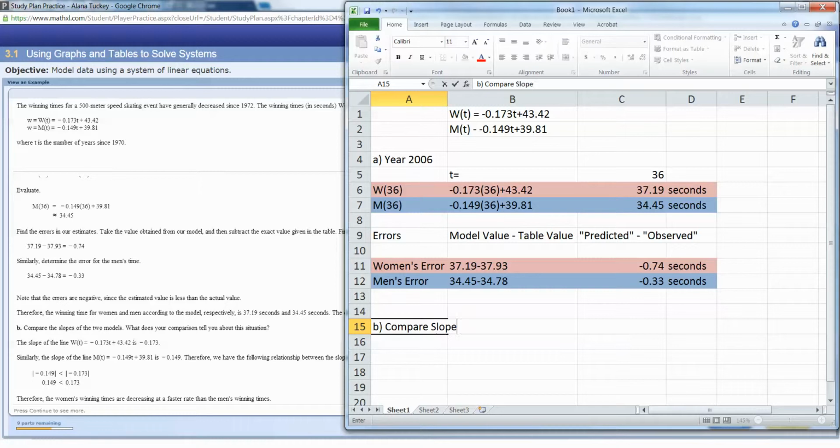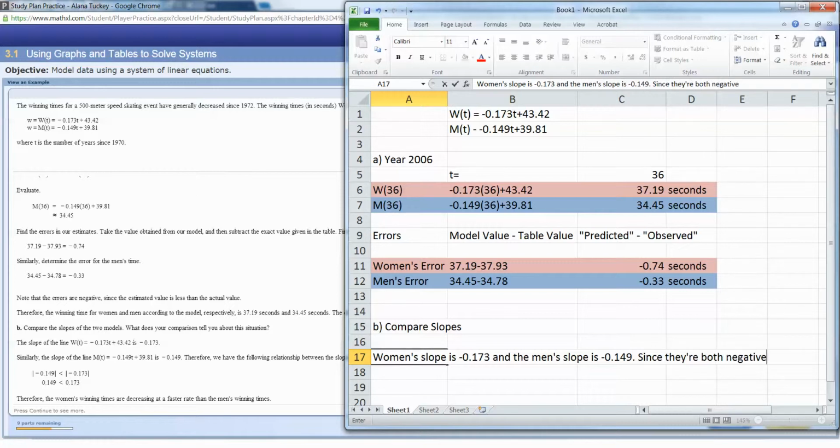Compare slopes. Okay, so the women's slope is negative 0.173, and the men's slope is negative 0.149. Since they're both negative, that means that both men's and women's skating times, this is speed skating, winning skating times, I should say, are going down. In other words, the skaters are faster every year.